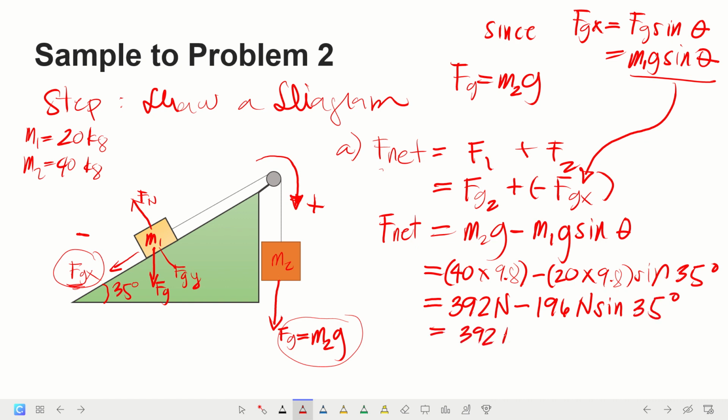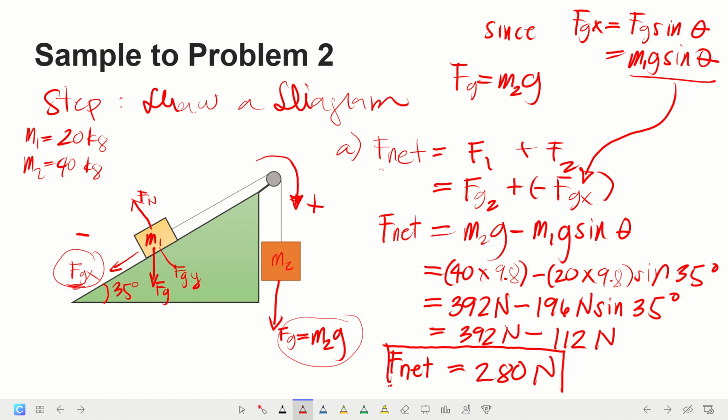392 newtons minus 196 newtons sine 35 degrees. Enter that in your calculator and you will get approximately 112 newtons. So the net force now is equal to 280 newtons. This is the net external force acting on this system, and this force is causing our object to accelerate in this direction.